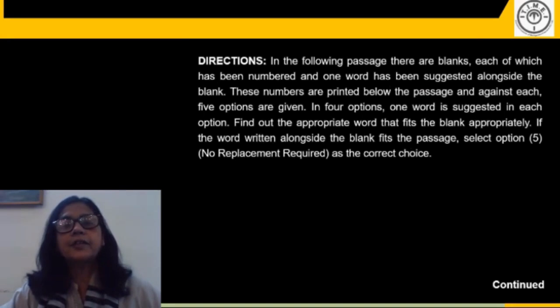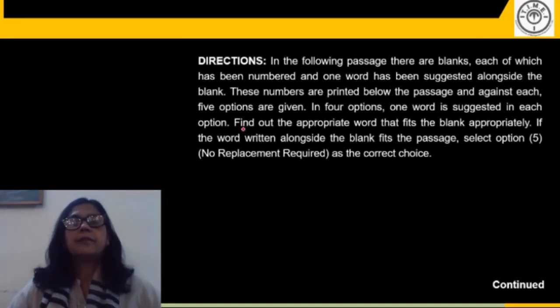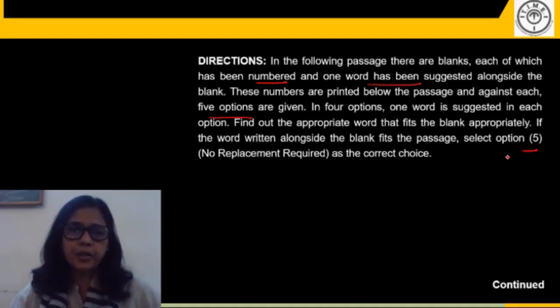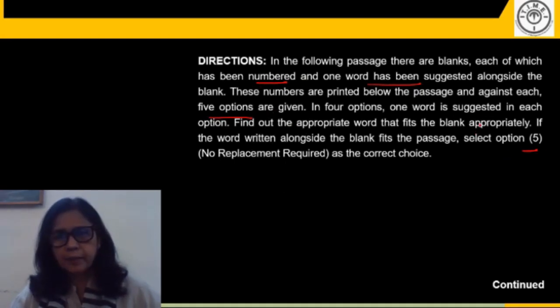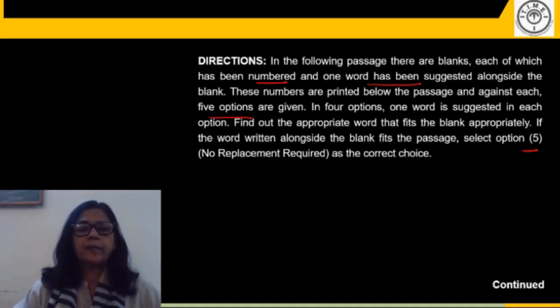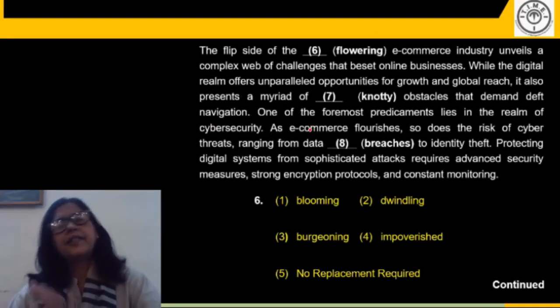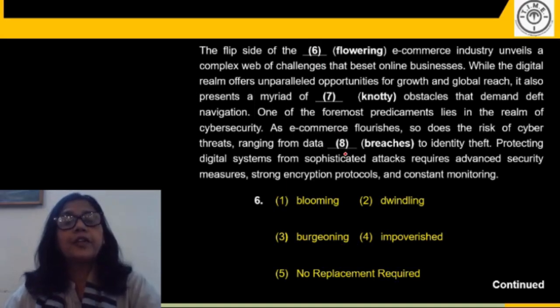Same directions, right? Blanks are there in the paragraph which are numbered. A word has been suggested, and then there are 5 options, of which the 5th option is the suggested word. Let's read the full paragraph this time. So there are only 3 blanks, right?